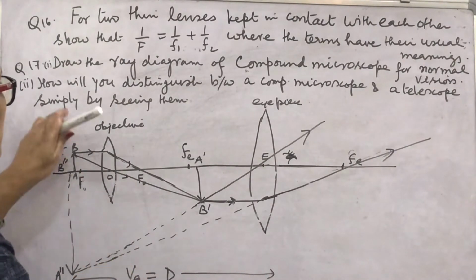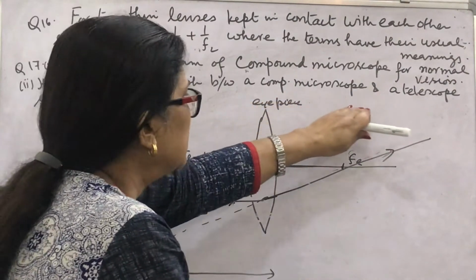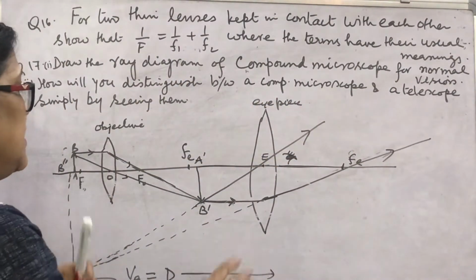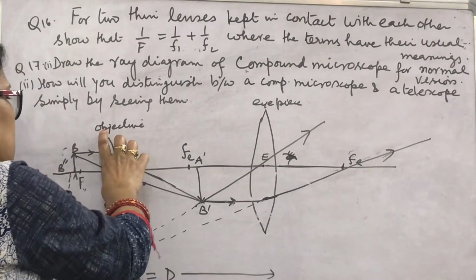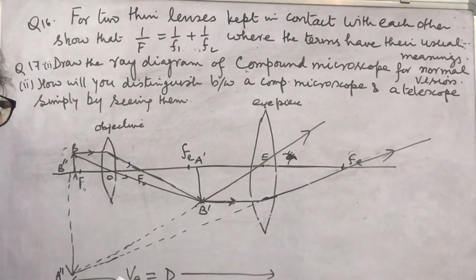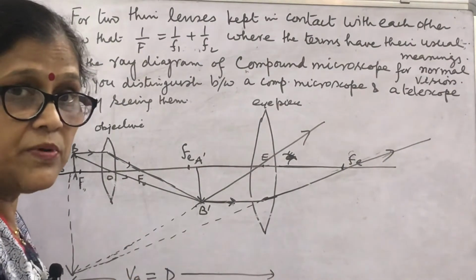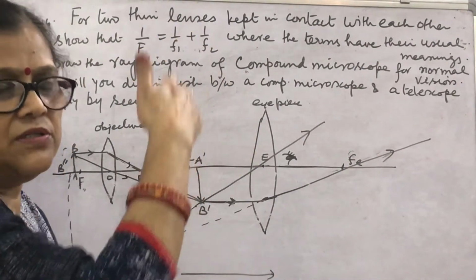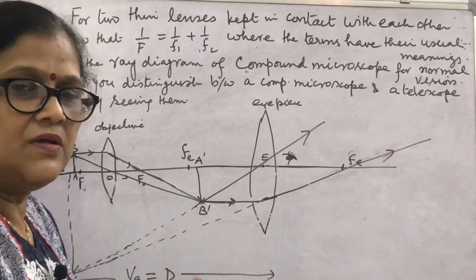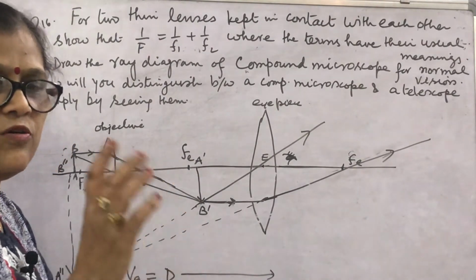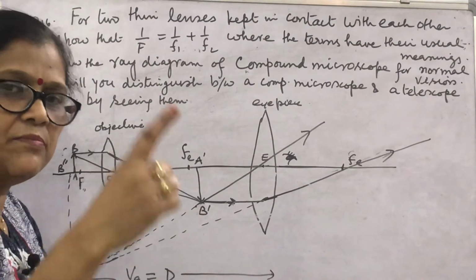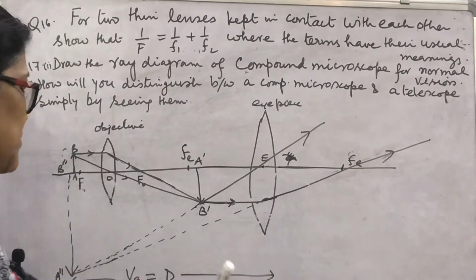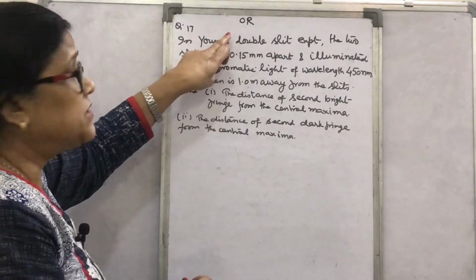The second part says, how will you distinguish between a compound microscope and a telescope? Simply by seeing them. Look here. In a compound microscope the objective is of smaller aperture, and in the case of a telescope the objective lens is of larger aperture. So by seeing them you can identify that the objective has a smaller aperture in a compound microscope, and a larger aperture in an astronomical telescope. That was question 17.